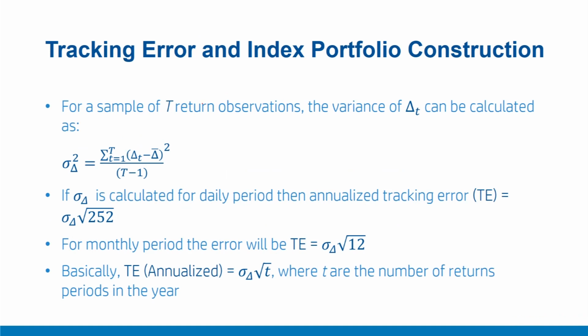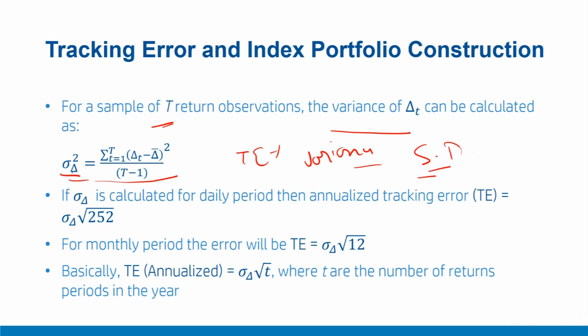For a sample period of T return observations, the tracking error is nothing but the variance of delta T, which can be computed simply as here. So the tracking error can be in the form of either variance or standard deviation, SD, which we have seen already, which is one and the same thing. Variance is just the square of standard deviation. The formula is variance or sigma square delta is equal to summation of (delta T minus delta bar) raised to the power 2, upon T minus 1.